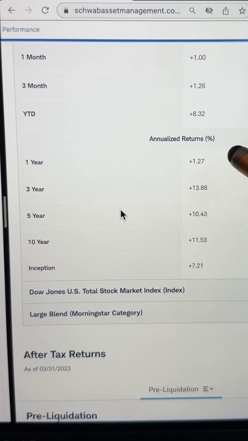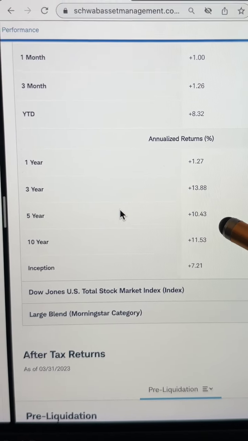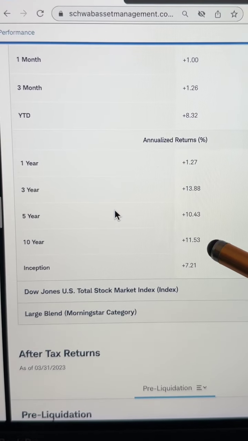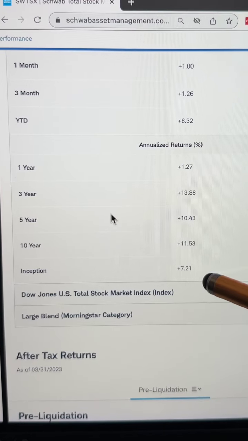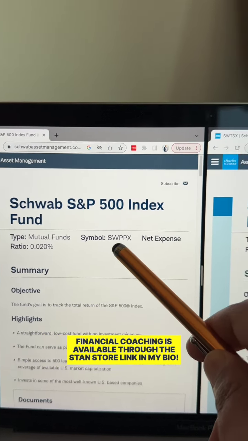Over the past year it's returned 1.27%, over the past 3 years it's returned 13.88%, over the past 5 years it's returned 10.43%, over the past 10 years it's returned 11.53%, and since inception it's returned 7.21%. And that, ladies and gentlemen, summarizes the similarities and differences between SWPPX and SWTSX.